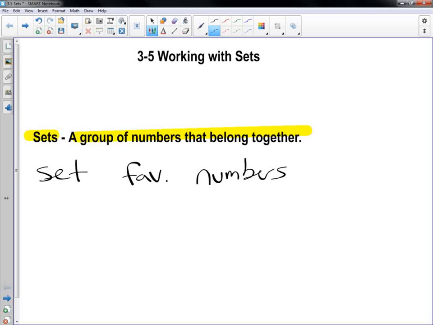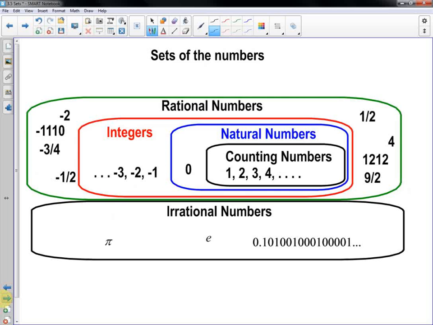Or it could be the days. A set could be the days we have school. Or a few others, right? But a set is just a group of numbers that belong together. So first thing when we talk about sets, we're going to talk about the numbers that we know so far and how they're considered a set.